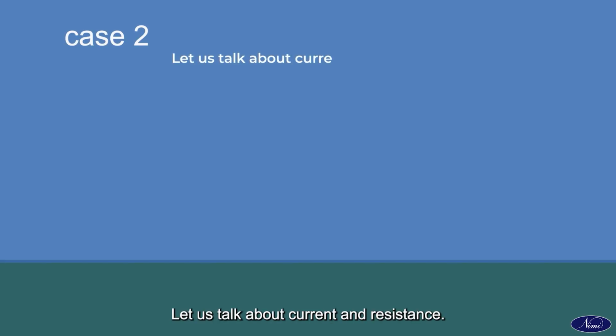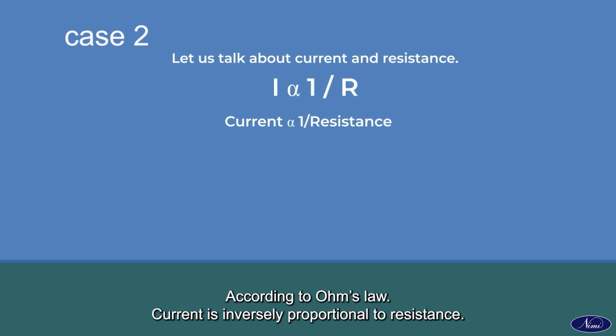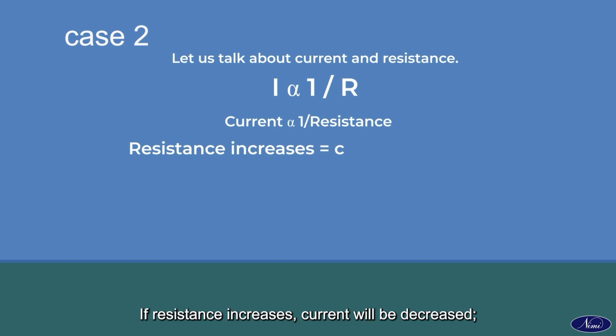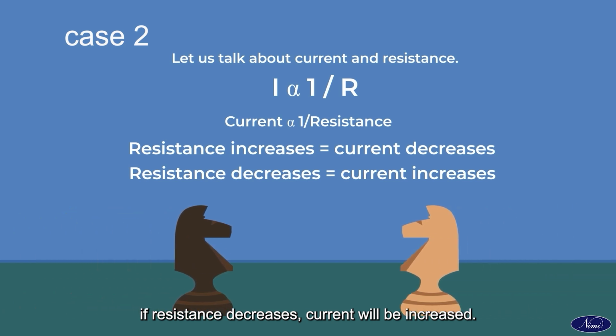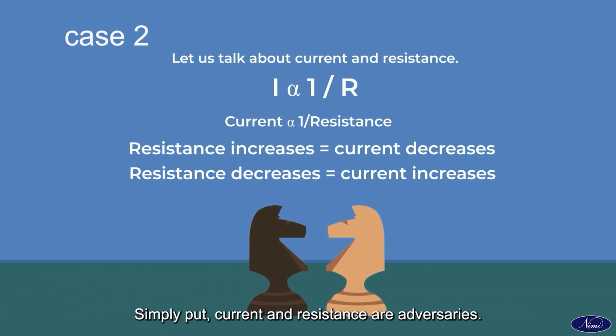Case 2. Let us talk about current and resistance. According to Ohm's law, current is inversely proportional to resistance. If resistance increases, current will decrease. If resistance decreases, current will increase. Simply put, current and resistance are adversaries.